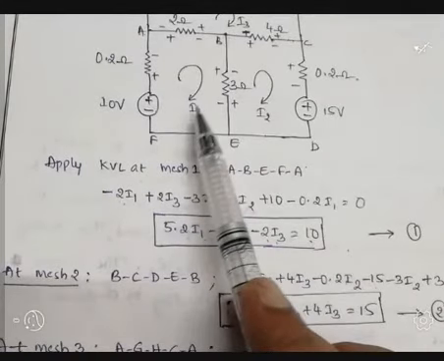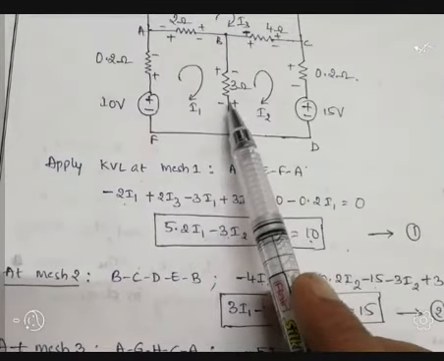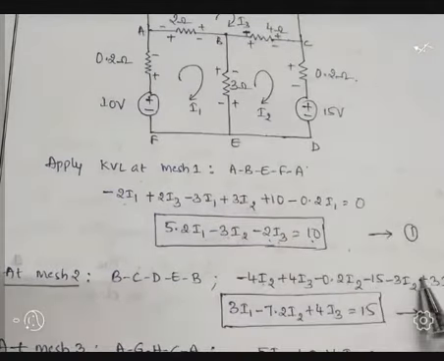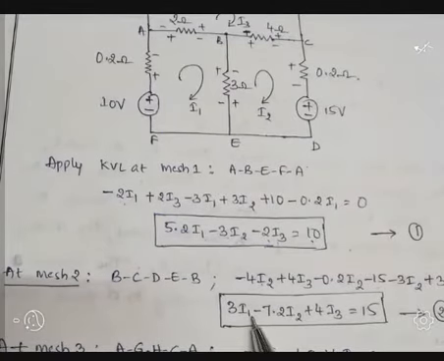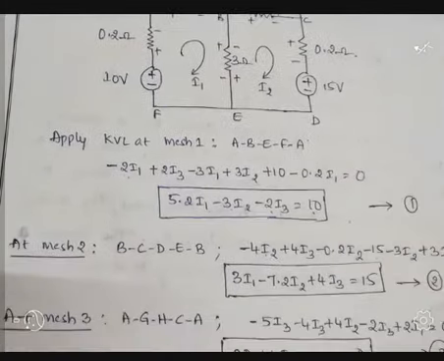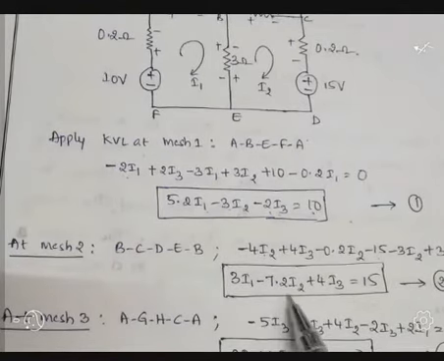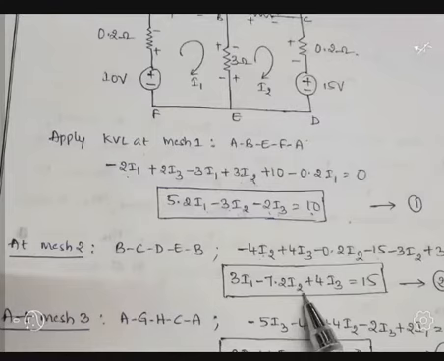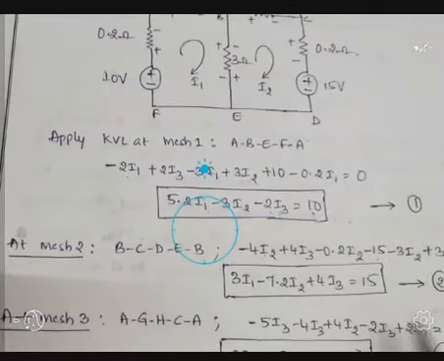The head of the current I1 is pointing towards plus, hence it becomes plus 3i1 is equal to 0. Do the simplification, rearrange the terms, and we are getting 3i1 minus 7.2i2 plus 4i3 is equal to 15. Let us represent this as equation number 2.